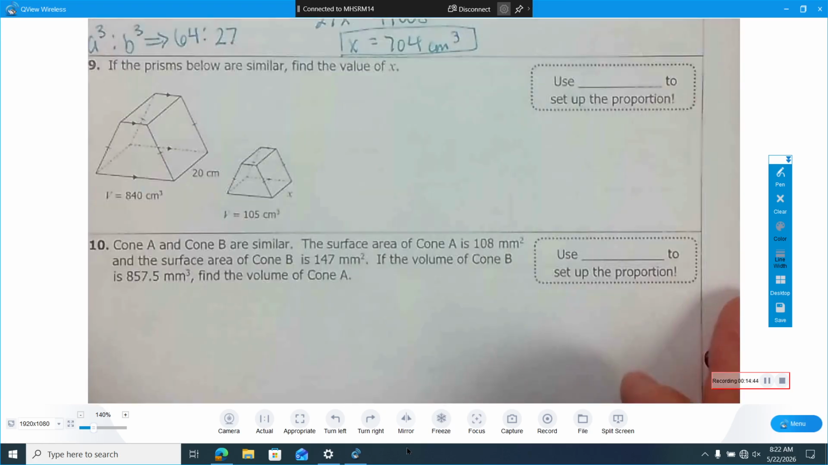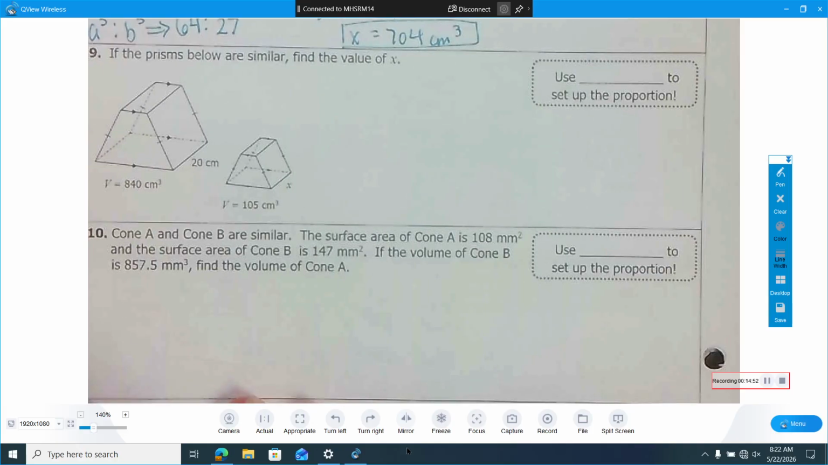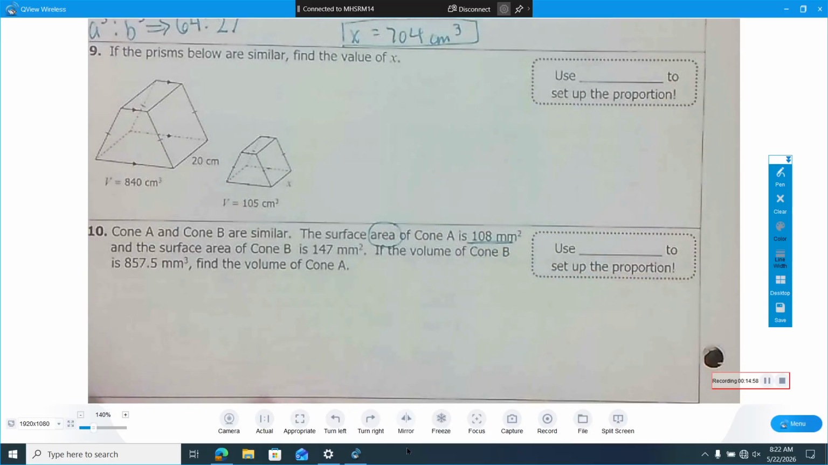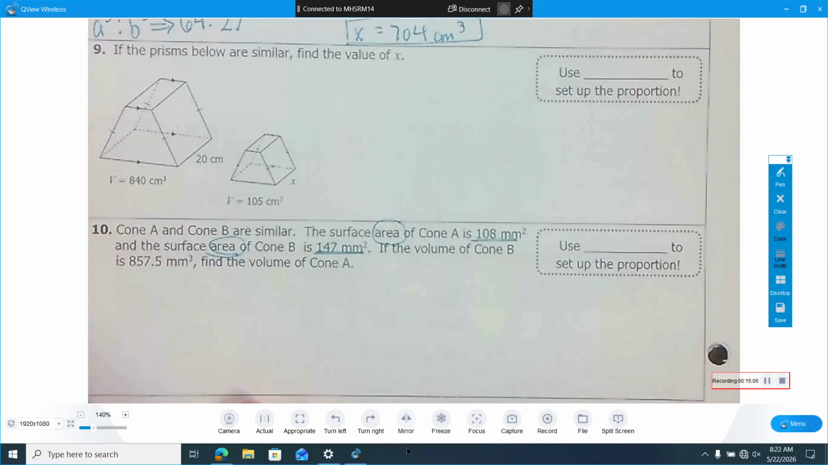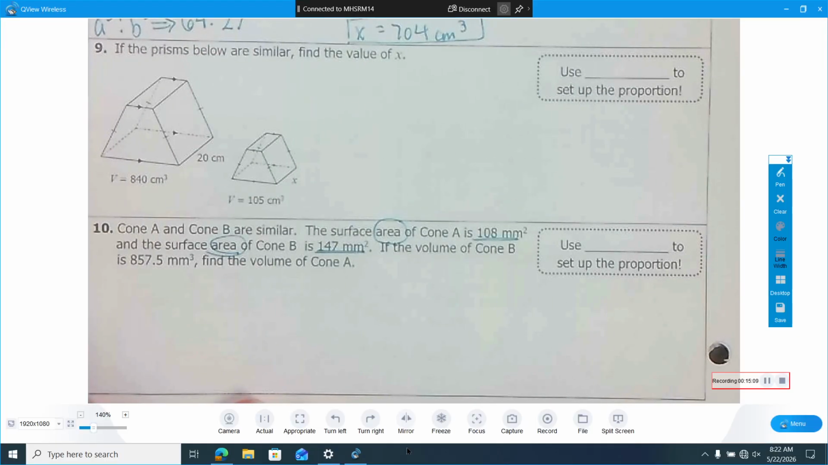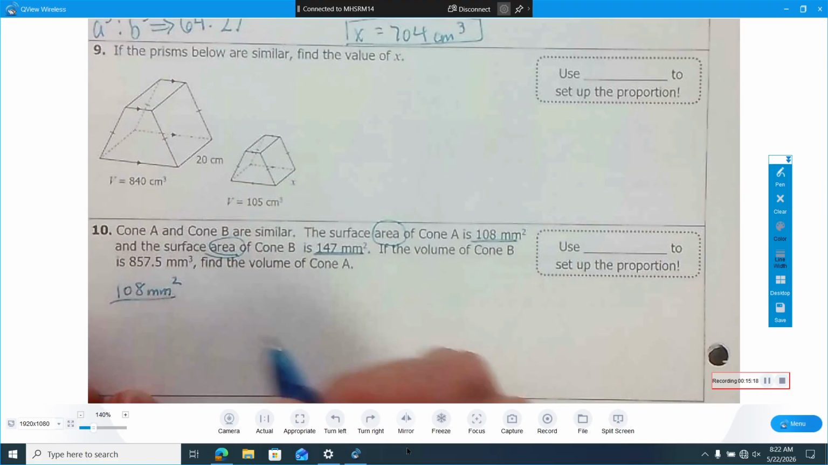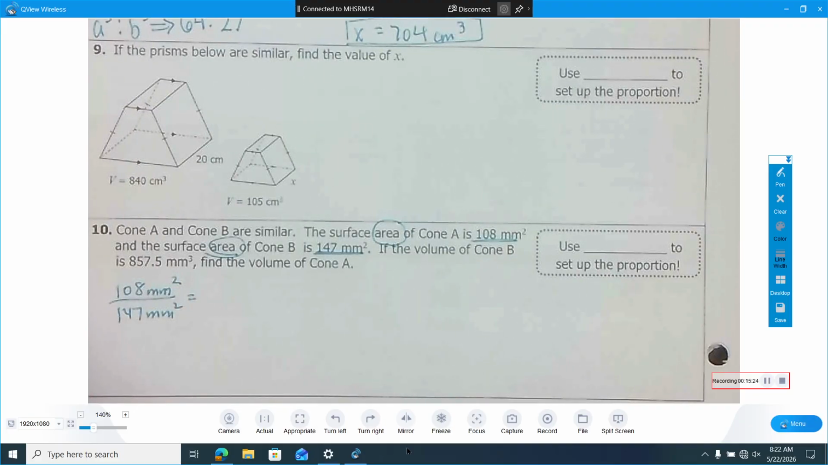Let's do number 10. Cone A and cone B are similar. The surface area of cone A is 108 millimeters squared, and the surface area of cone B is 147 millimeters squared. What do we have to do with that information? Turn it into a ratio. All right, so 108 millimeters squared over 147 millimeters squared.